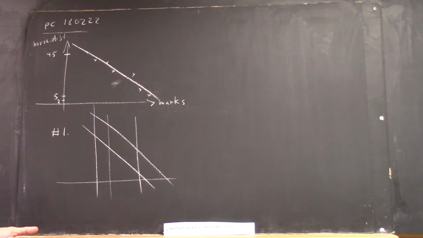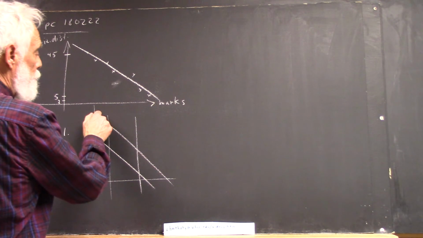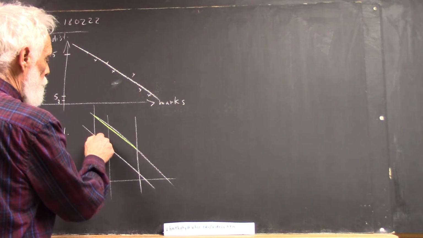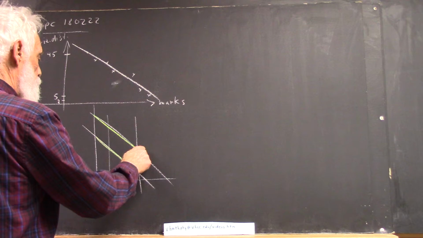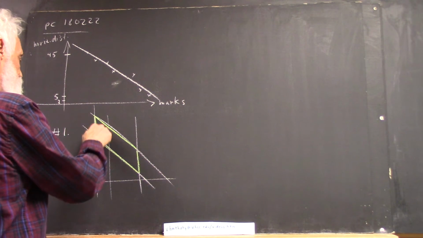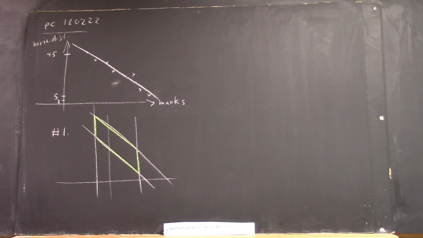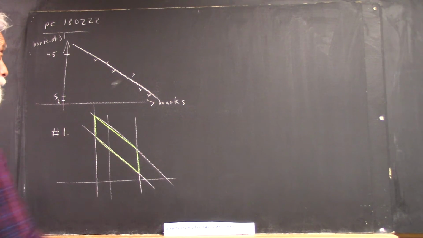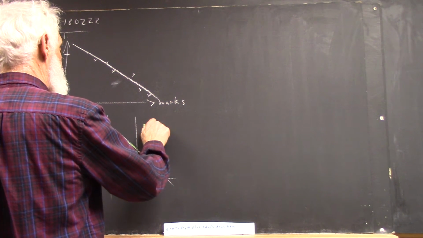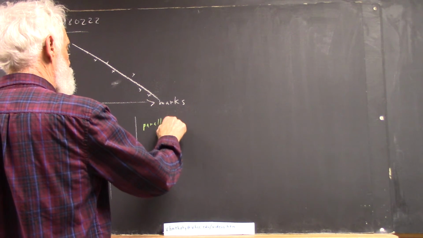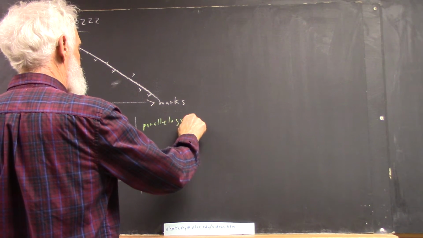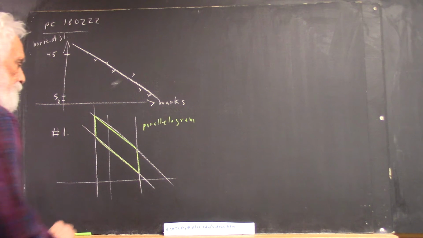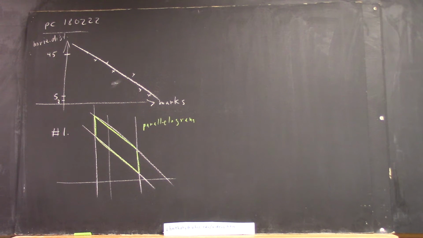Do you remember what a parallelogram is? It's where two sides are parallel, and the other two sides are parallel to each other. Okay? So we got two sets of parallel sides. That's a parallelogram. Okay? A equals B times H.